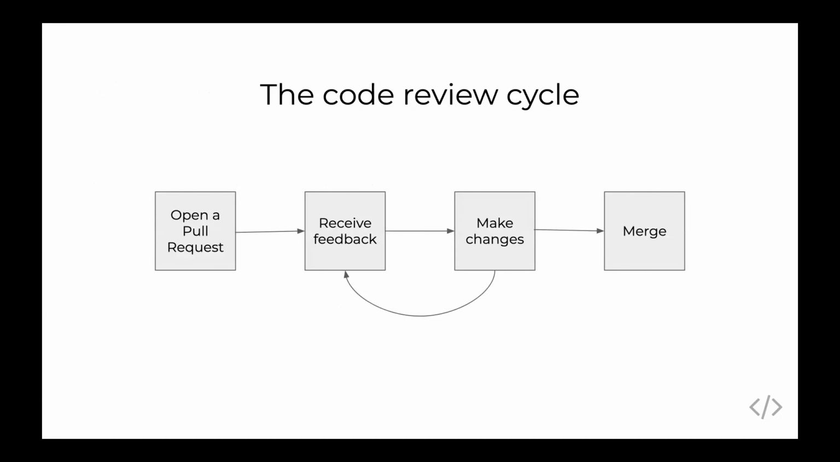So the code review cycle consists of opening up a pull request, receiving feedback from other developers, making any necessary changes based on that feedback, which loops itself around until we get to a place where everybody's happy with the end result, and then that work gets merged into the main branch.